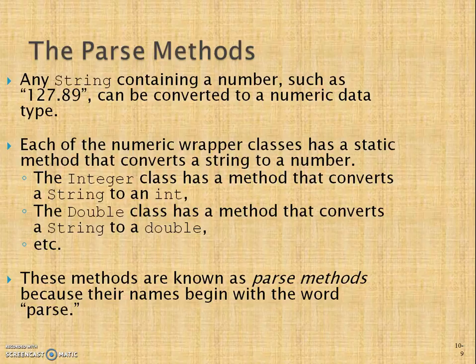It also contains some parsing methods. Parse methods are, for example, in the numeric wrapper classes, which have a static method that converts a string into a number. The Integer class has a method that converts a string into an int. The Double class has a method that converts a string to a double. These methods are known as parse methods because their names begin with the word parse.